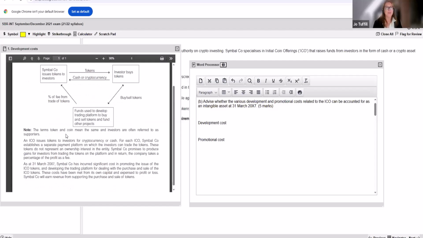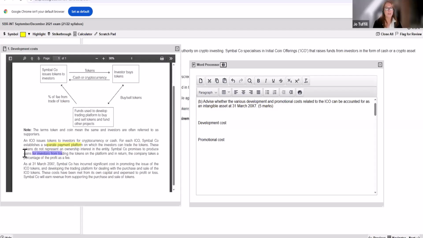Then it says the terms token and coin mean the same as investors, and they're often referred to as supporters. Okay, so token and coin mean the same and investors are supporters. Okay, so ICO issues tokens to investors, so coins to investors for cryptocurrency or cash. For each ICO, so this is issuing a token, Symbol establishes a separate payment platform for which investors can trade the tokens. So we've got a payment platform. All right, so I'm going to highlight that. And these tokens do not represent an ownership interest.